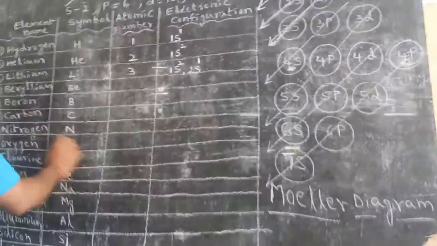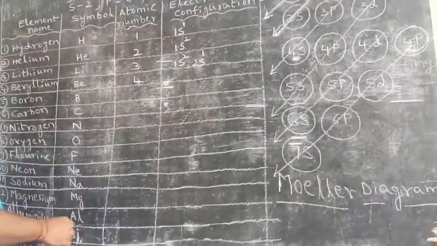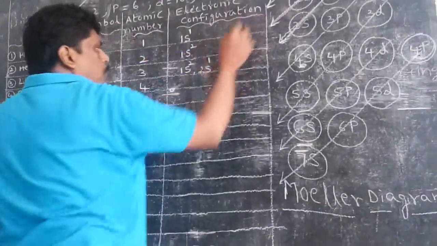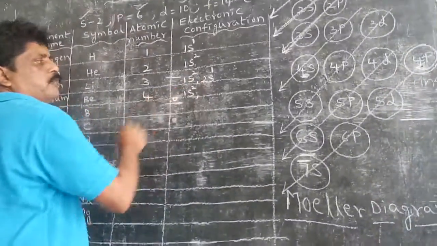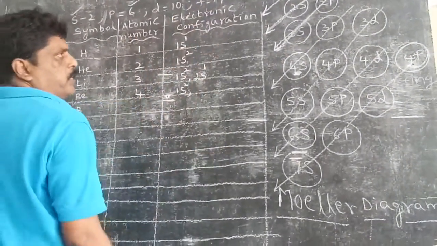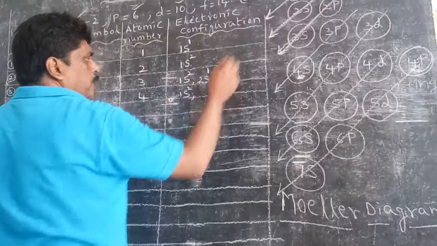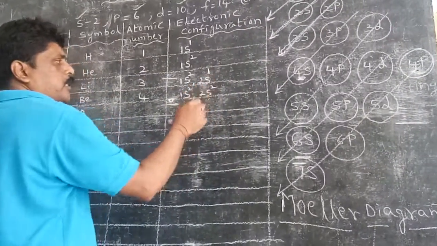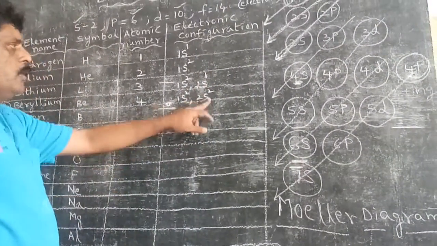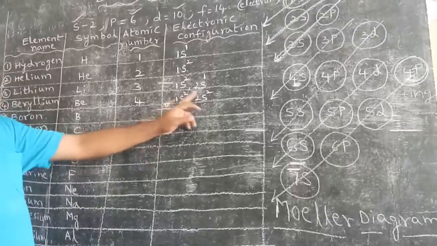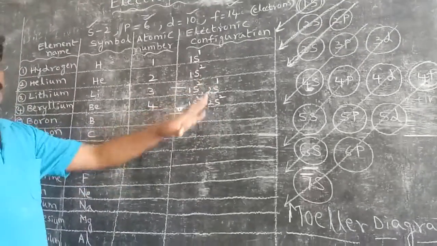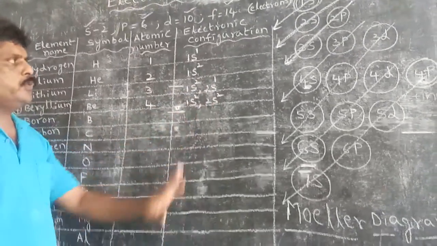So I have to fill that electron in 2s. Next one, beryllium. Beryllium atomic number is 4. The first room is 1s, so I fill 2 electrons in 1s. The next orbital is 2s, and I fill 2 electrons in this 2s orbital. So 2 plus 2, 4. All the 4 electrons are filled in 1s2 and 2s2.